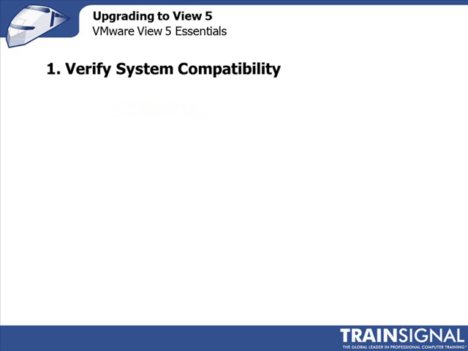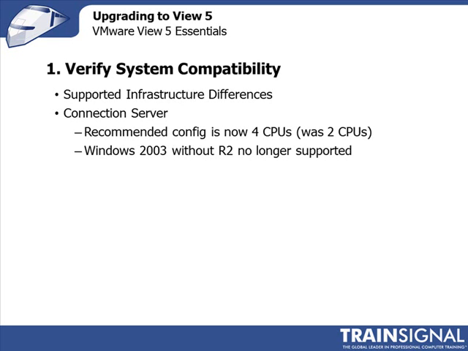So let's dig in detail to each of these a little bit more. So verifying version compatibility. First, know the supported infrastructure differences that we covered earlier in this lesson for compatibility amongst different versions of Vue components. The connection server itself went from a recommendation of 2 CPUs to 4 CPUs. The requirement is still only a single CPU though. With 5.0, Windows 2003 is no longer a supported platform unless you're running the R2 version. Otherwise, all the other requirements are the same between 4.6 and 5.0 versions of Vue.